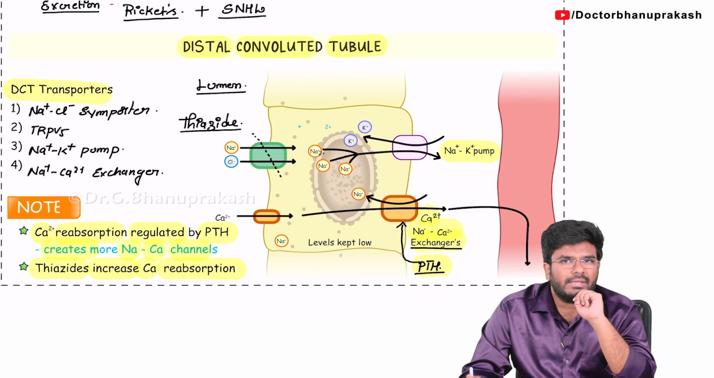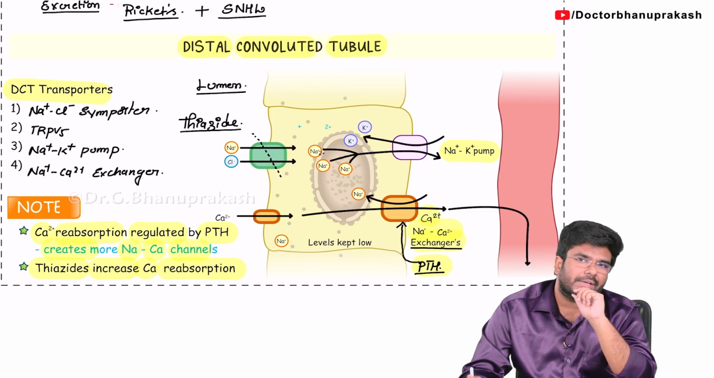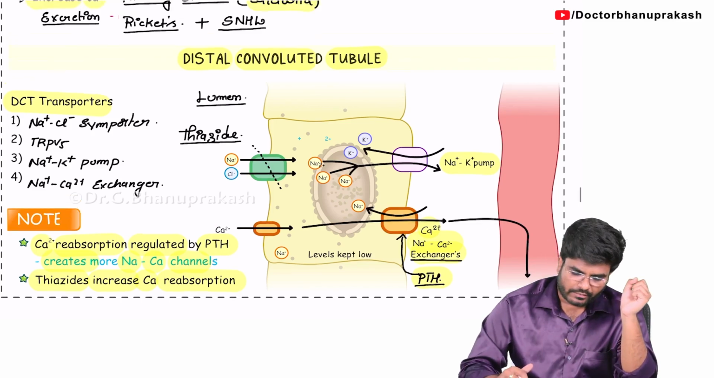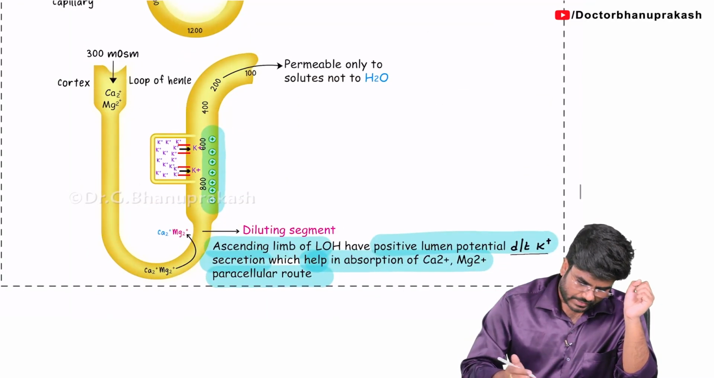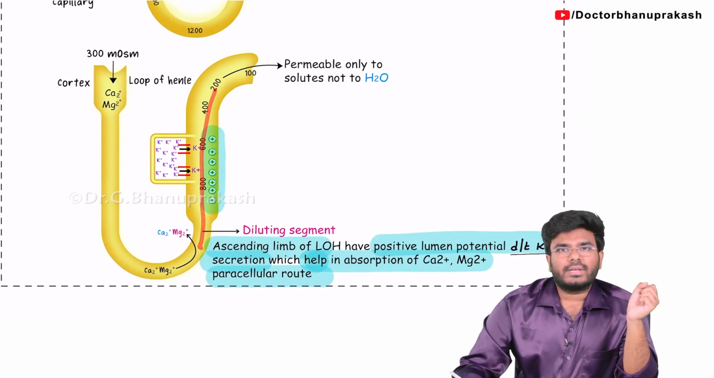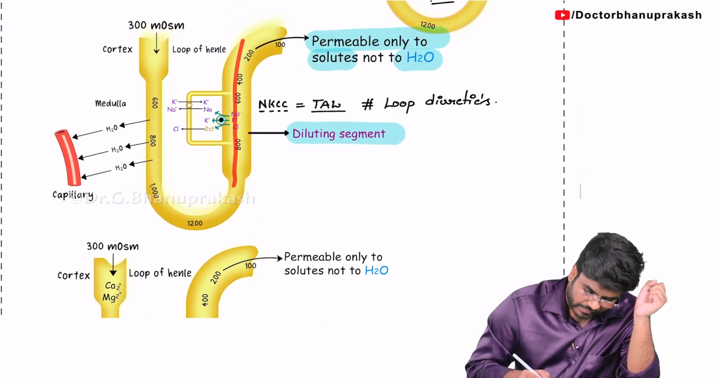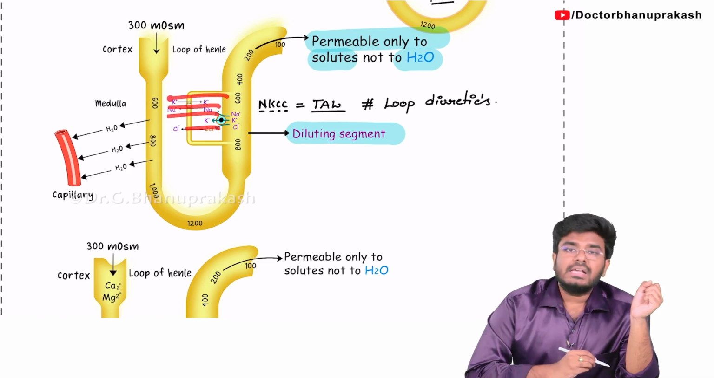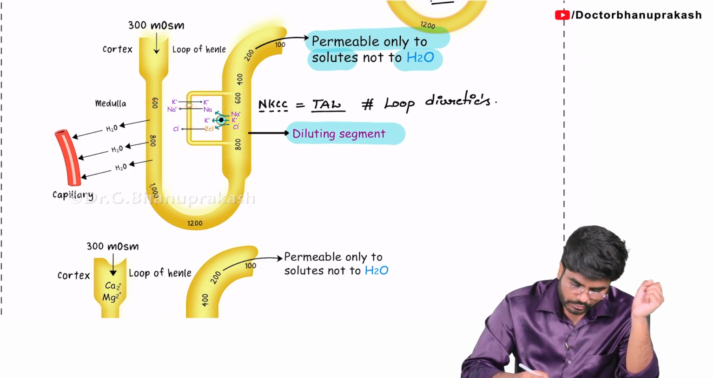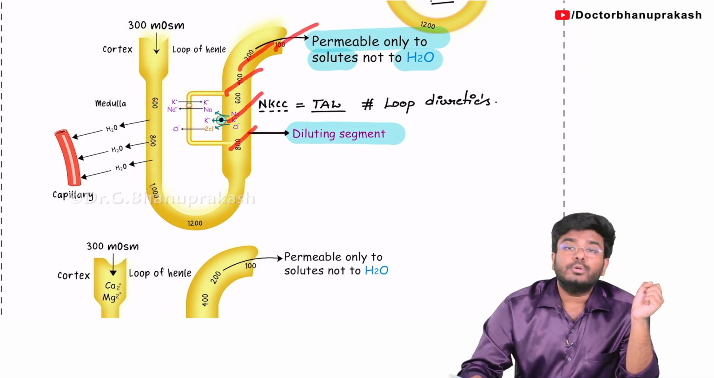So will the urine be diluted or concentrated? What do you think? There is no water reabsorption, only solutes. You are removing the solutes out of the urine, right? First, let me give you the clarity. Let's say this is the ascending limb of the loop of Henle. In the ascending limb, you are removing the solutes. As you remove the solutes, the urine keeps getting diluted.